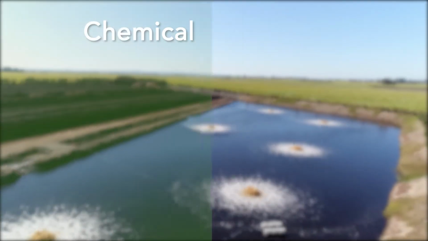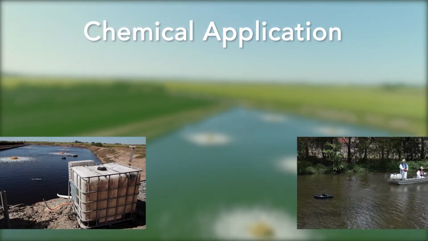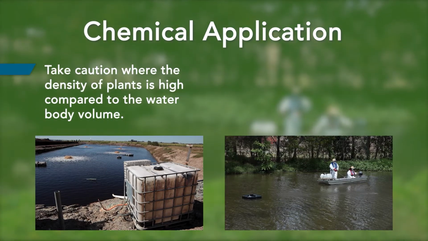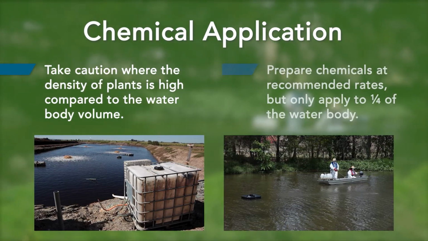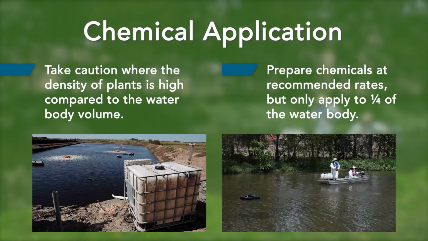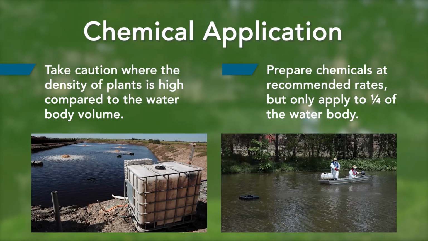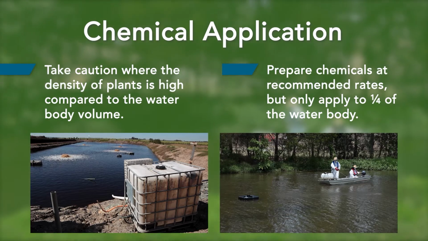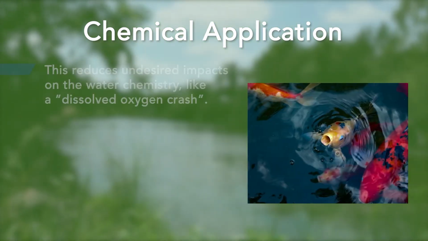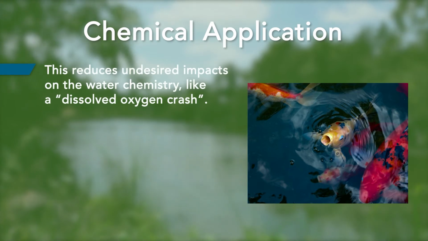Please keep in mind, caution must be used when applying these chemicals in lakes and ponds, in situations where the density of plants is quite high compared to the water body volume. The application must then be broken into segments by preparing the chemicals at the recommended rates, but only applying it to around 1/4 of the water body in a single application. This reduces undesired impacts on the water chemistry, most commonly a dissolved oxygen crash.